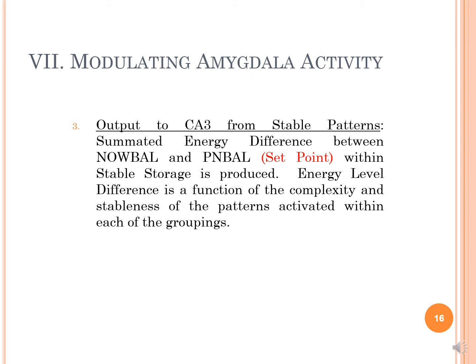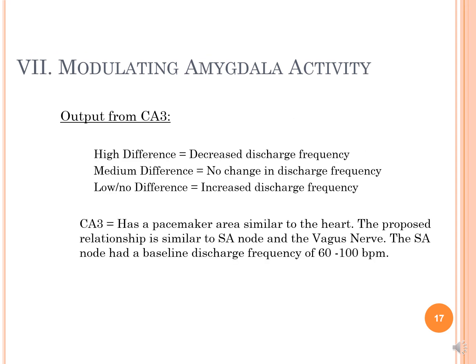And again, we've got many, I'm not sure, an untold amount of groupings within the long-term memory stable patterns. Each one of them is going to have its own outcomes, and when they come together, we have an output, which in this case is going to be the CA3. This is important. I'm going to give a visual to this very shortly, but when there's a high difference between the non-optimal wants baseline activity level and the primary needs baseline activity level, there's going to be a decreased discharge frequency of the CA3.